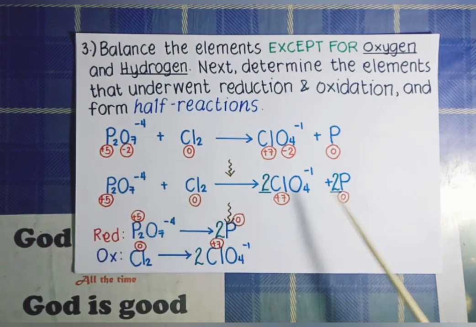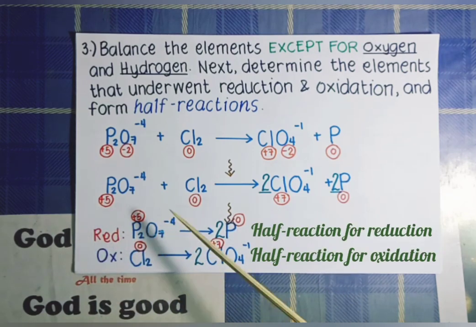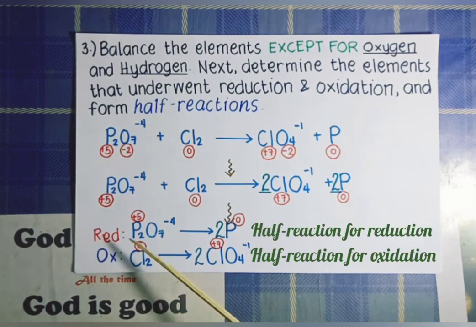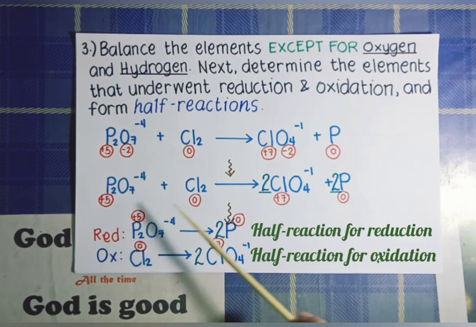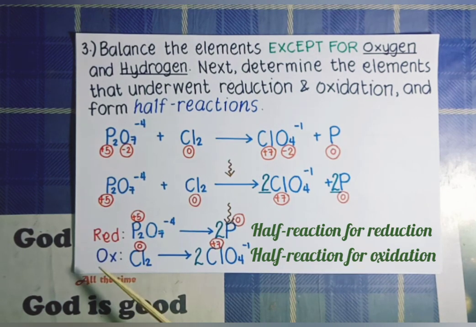Now, in this reaction, the one that underwent reduction is the pyrophosphate ion. As we can see here, the phosphorus in pyrophosphate ion has a charge of positive 5, and it turned into phosphorus with no charge at all. Therefore, the pyrophosphate ion gained electrons. On the other hand, the one that underwent oxidation is the chlorine gas. As we can see here, the chlorine in chlorine gas has a charge of 0, and it turned into chlorine with a charge of positive 7 in perchlorate ion. Therefore, it lost electrons.